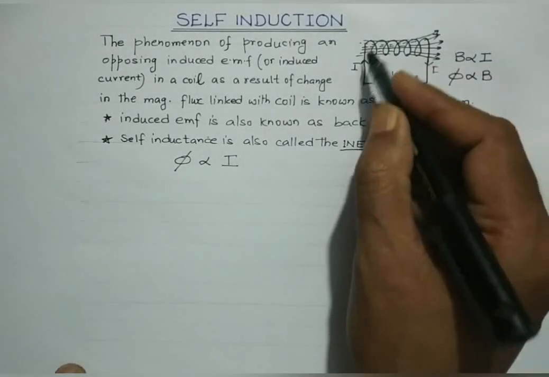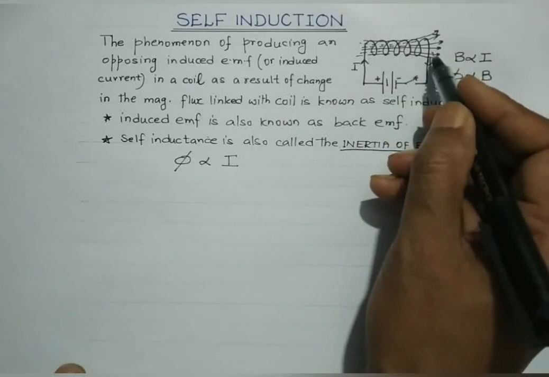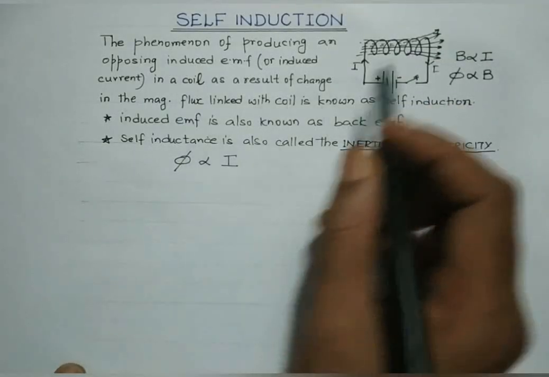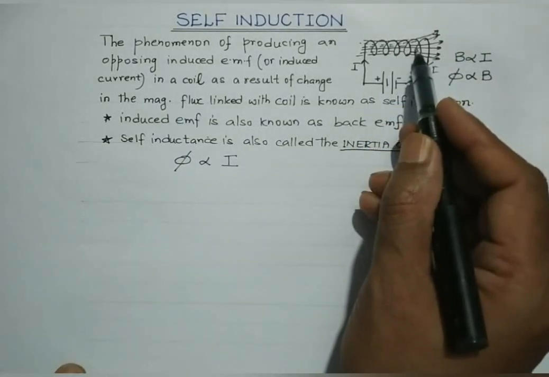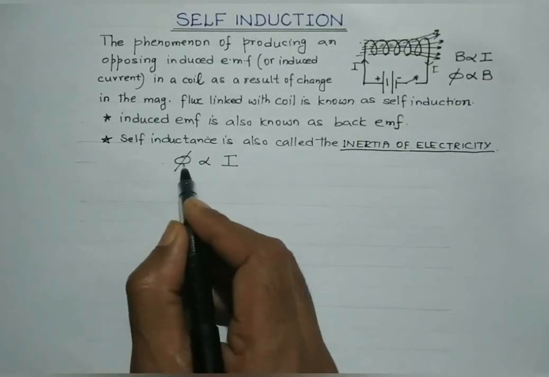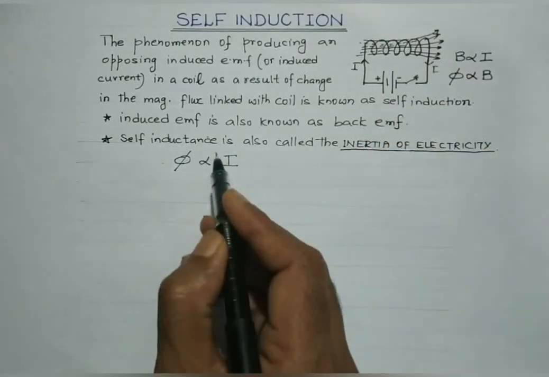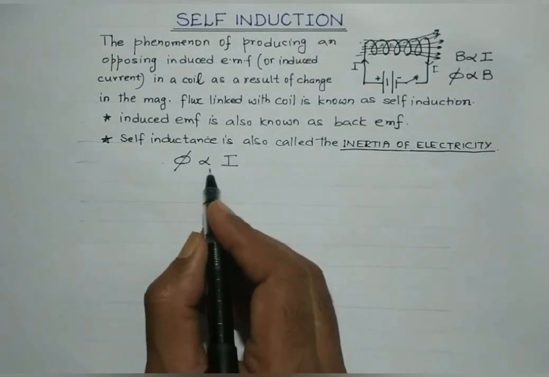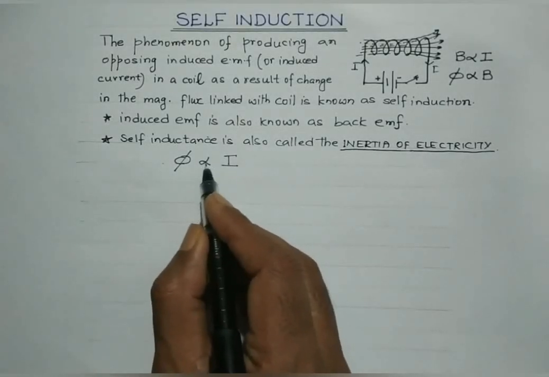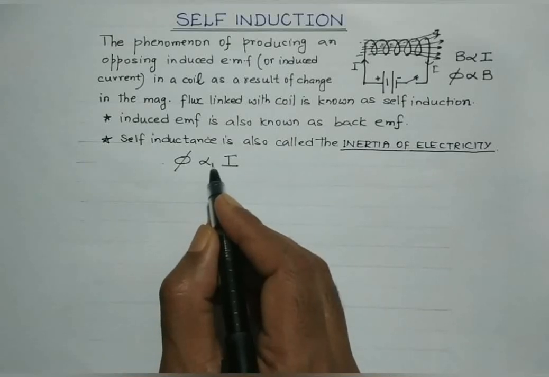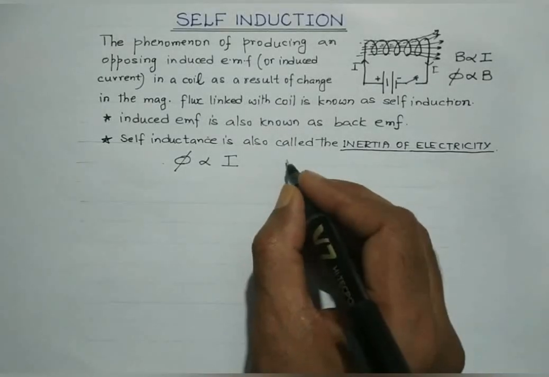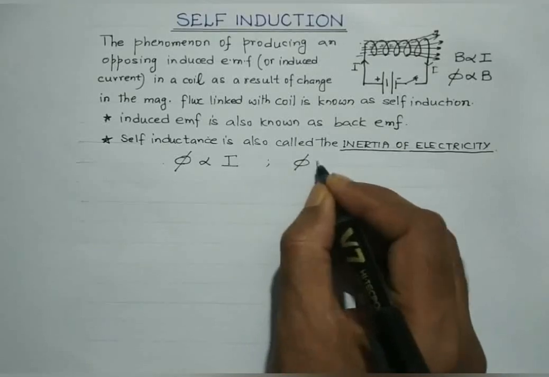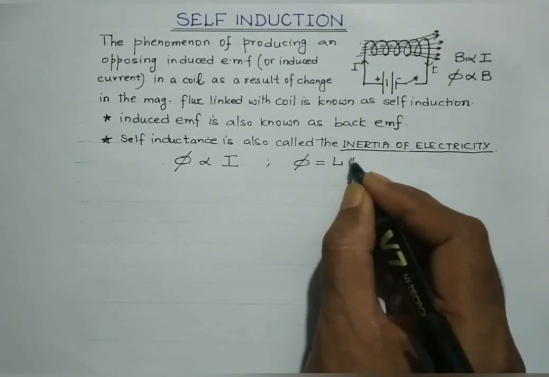So greater the magnitude of the current flowing through the coil, more will be the magnetic flux associated with this coil, right? So therefore, magnetic flux linked with this coil is directly proportional to the current flowing through it. Now, as we are aware, students, in order to eliminate this proportionality sign, we need to introduce some constant. So phi is equal to Li.